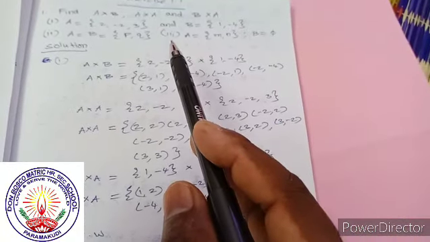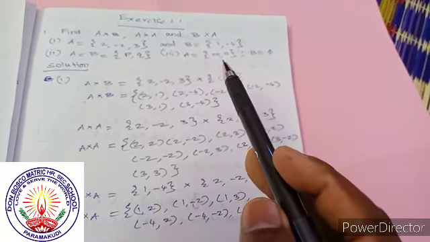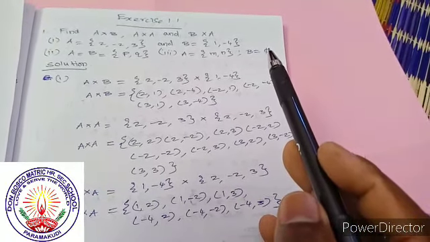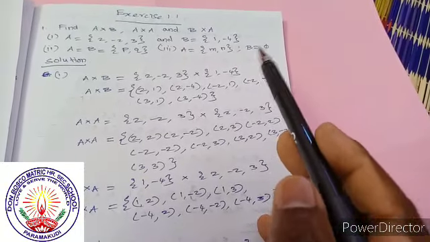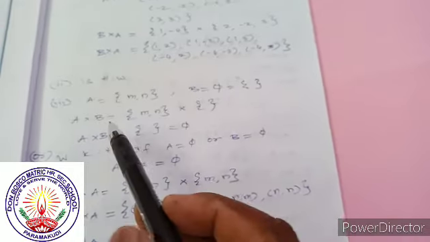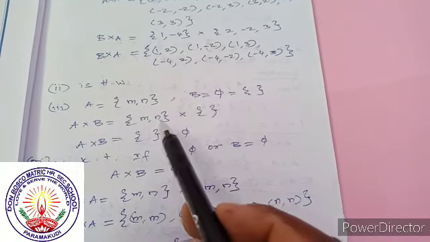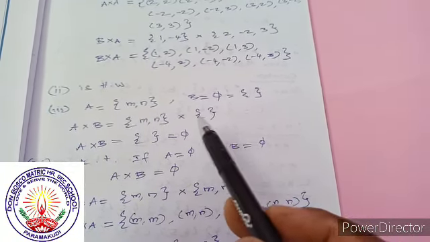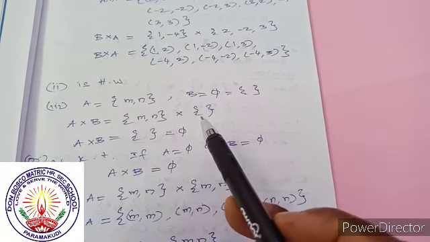Question number 3 is a different question because A is equal to the set {M, N} and B is equal to empty set. What is empty set? It means there will be no element in the set B. So for this question, we are going to find A cross B first. A cross B means first A is equal to {M, N} cross B is equal to empty set. So there will be no element. Then what is the Cartesian product? Take one element from the first set. But here there will be no element.